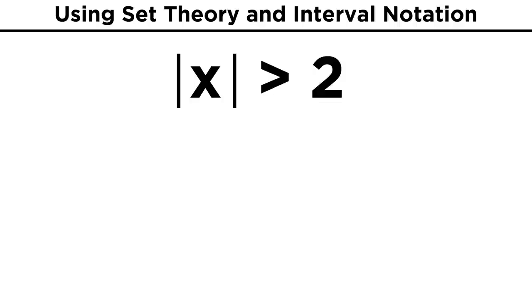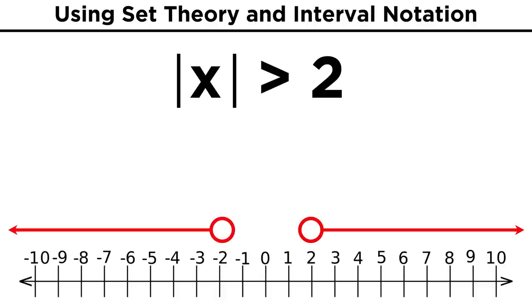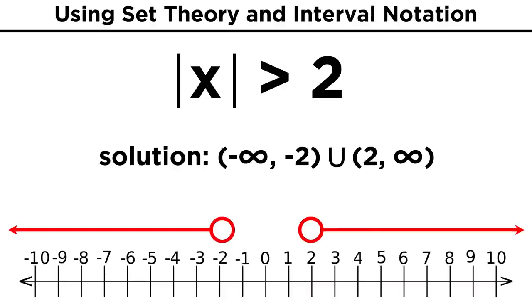As we said, we can use interval notation to represent the solutions of inequalities, and sometimes we will need unions and intersections to do this. Say we are solving absolute value of x is greater than 2. Looking at this number line, any number greater than 2 or less than negative 2 will be a solution. So the solution of the inequality will be the union of the real numbers from negative infinity to negative 2 and from 2 to positive infinity. This is the best way to depict solutions of this nature.